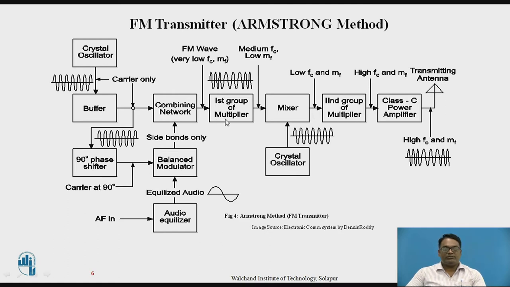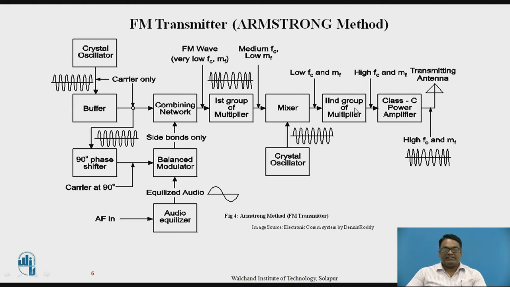Then it is given to the first group of multipliers, where the carrier frequency and the modulation index are maintained, and then it is again given to the mixer. Here the mixer has another input from the carrier oscillator, because the signal in the mixer has a very low carrier frequency, and hence it becomes necessary to give the carrier signal by which the frequency of the carrier will vary in accordance with the sideband of the modulating signal.